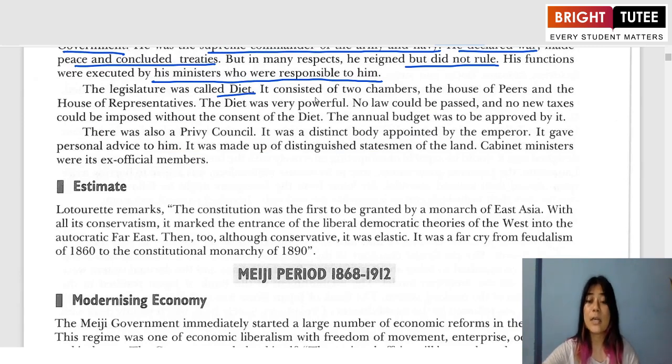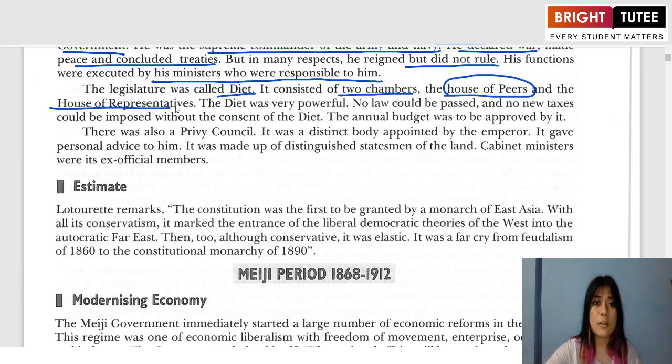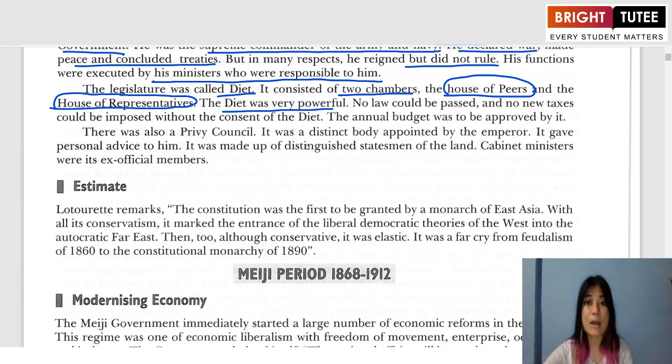Now, the Diet consisted of two chambers. One was the House of Peers, and the other the House of Representatives. This Diet was very powerful. No law introduced or formulated by the emperor could be passed, and no new taxes could be imposed, without having gone through these houses and without the consent of the Diet. That is why the Diet was a very important and crucial part of the government. This Diet was responsible for approving the annual budget for the whole country.